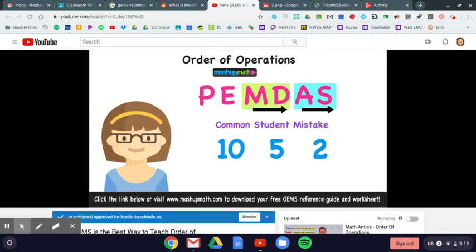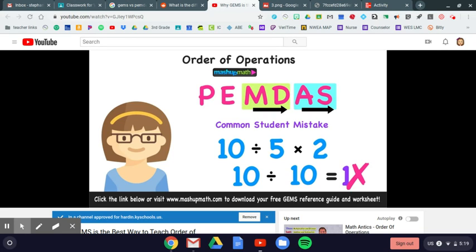Okay, it says common student mistake, the mistake that we see a lot of the time too. It says 10 divided by 5 times 2, and because PEMDAS says multiply and then divide, students want to multiply first. They want to do the 5 times 2 first, and 5 times 2 is 10, and they put it back in their equation, so they do 10 divided by 10, and it equals 1, but that's not the correct answer for this number sentence.